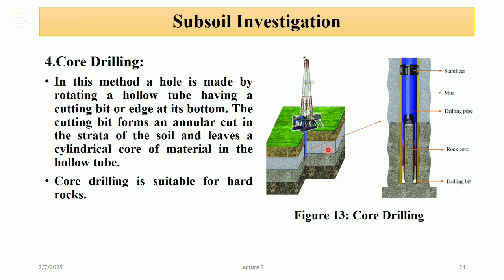Core drilling. In this method, we make a hole by rotating a hollow tube having a cutting bit or edge at its bottom. You can see in the magnified view the hollow tube having a cutting bit at its bottom. By rotating this, we make a hole which forms an annular cut in the center of the soil. Annular cut means a circular or ring-shaped cut. So core drilling is suitable for hard rock.